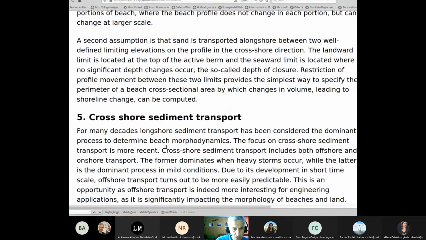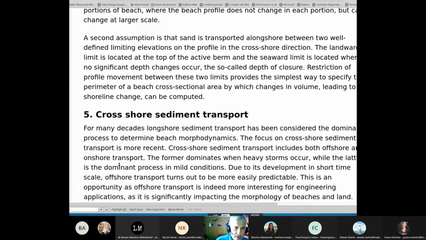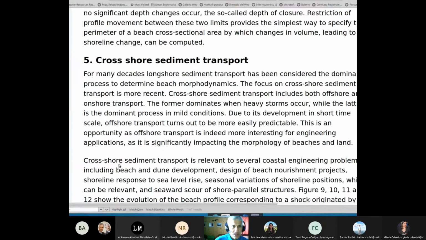So, let's now move to another type of sediment transport, which is the cross-shore sediment transport. Remember, the cross-shore direction is the direction that is perpendicular to the shoreline or to the coastline. Alongshore, it's parallel. Okay, now, so far we spoke about the alongshore. First, what's the difference between the two? Of course, they are generated in a very different manner.